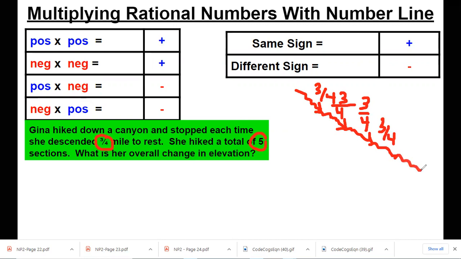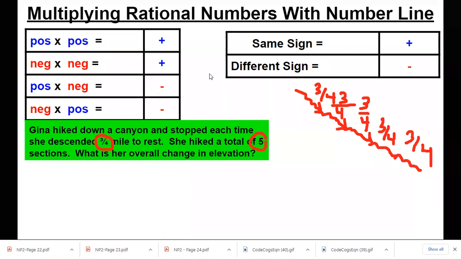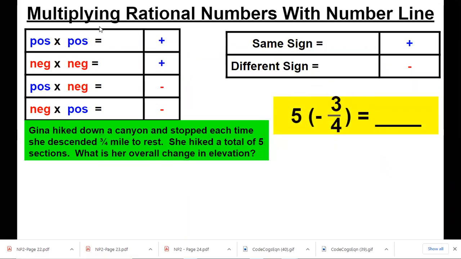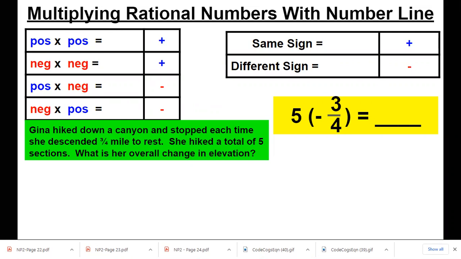And there's the last one, 3/4 of a mile each time, and then she rests. So it's 1, 2, 3, 4, 5. Yes. So let us see. I'm going to clear that now because it covers up our thing. So 5 groups of negative 3/4. Why is it negative 3/4? Because she's descending. She's going down the canyon.